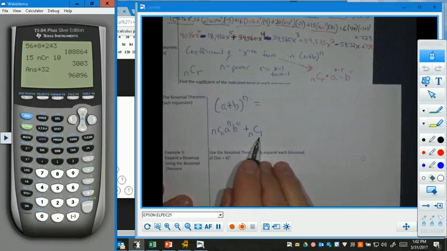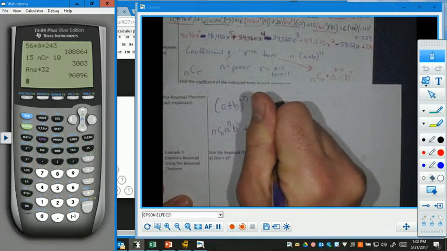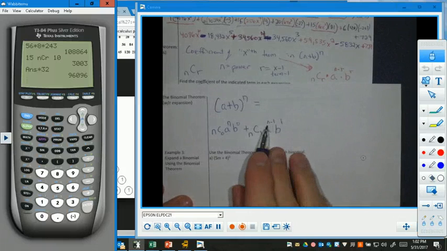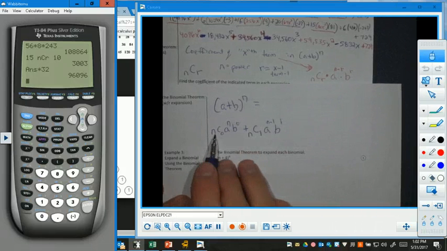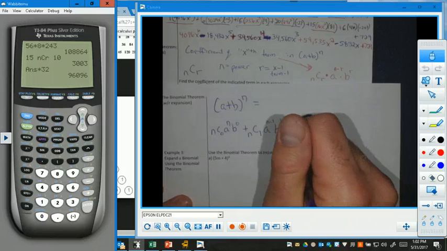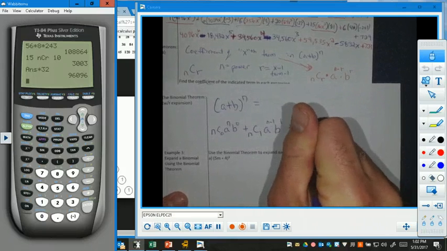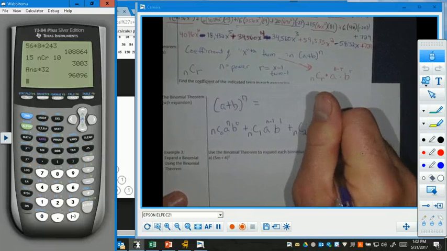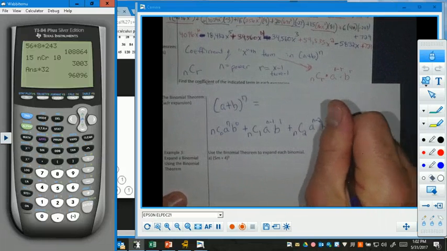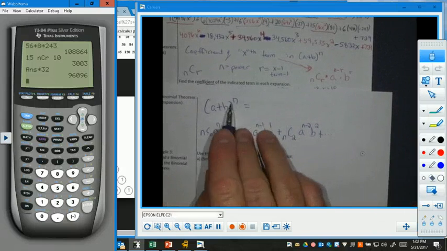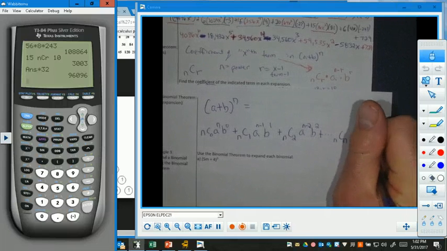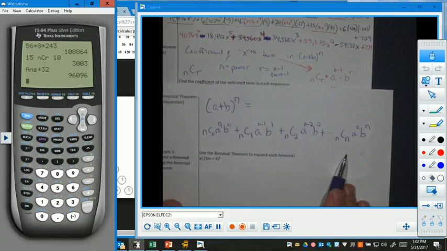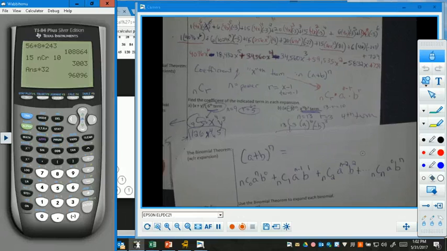nC1 for the second term, the one from column 1 of Pascal's triangle, times a to the n minus 1, b to the 1. So there's n minus r and r again. So this is our 0 term, our first term from row n, plus nC2, a to the n minus 2, b squared. And you would continue this all the way until you got to whatever power you're going. So that would be nCn, a to the 0, b to the n.